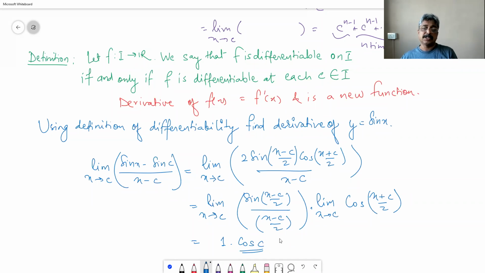Therefore the answer is f dash at c is equal to cos c. Good.